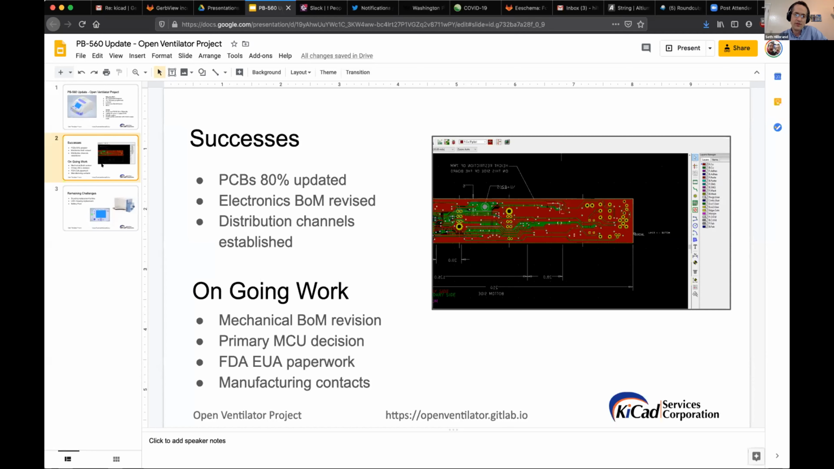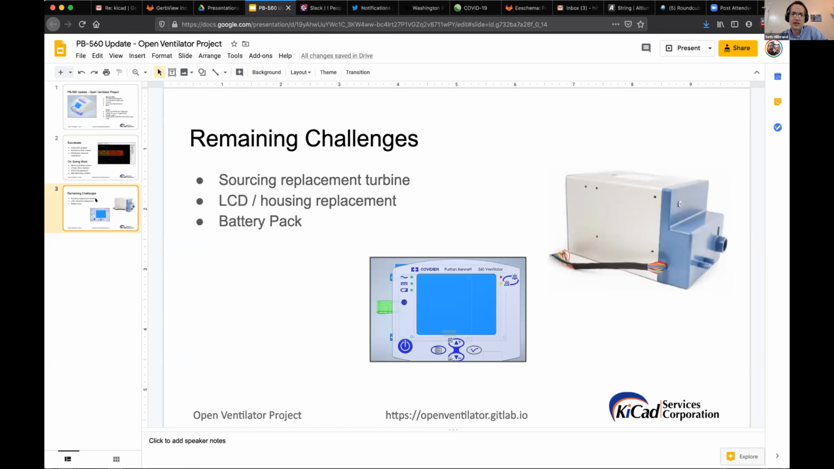We're also proceeding with FDA emergency use authorization paperwork for our updated design, and we're establishing manufacturing contacts. The major remaining challenges in our project to update the PB560 are actually 4. I've listed 3 here. The turbine that you see on the right, the blue and gray element, is the major outstanding component that we do need to find.